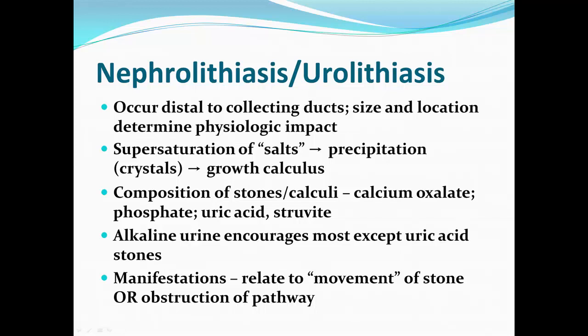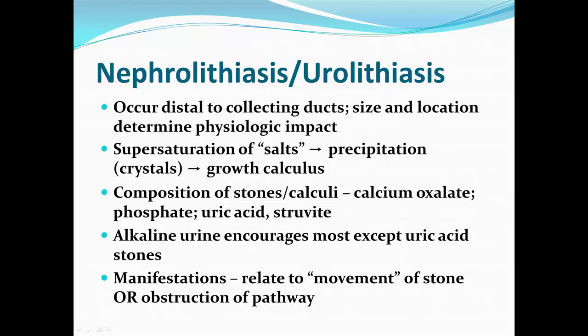The third most common type of stone is a struvite stone. Now, these aren't as common as uric acid or calcium oxalate or phosphate, and a struvite stone is actually made of phosphate, magnesium, and ammonium. So different kinds of substances, different kinds of stones.